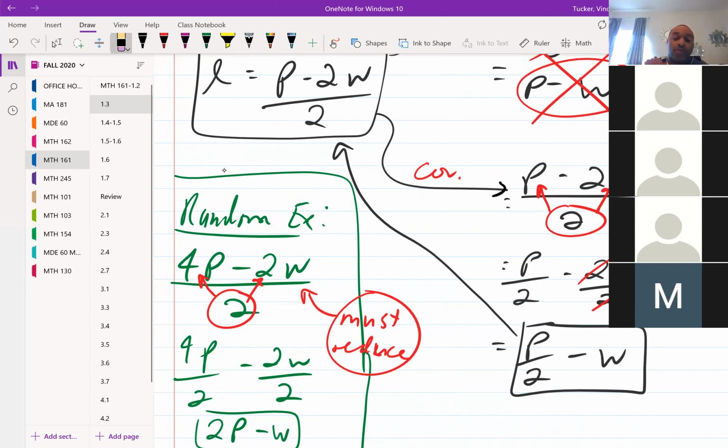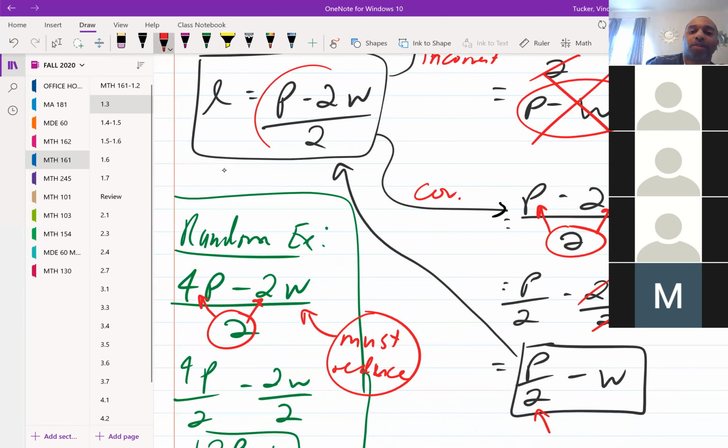But notice that we still have a 2 in our denominator, because that 2 couldn't simplify completely into the problem. Since that 2 couldn't divide into each term in the numerator, you can leave it. You can leave it like this and still be fine.